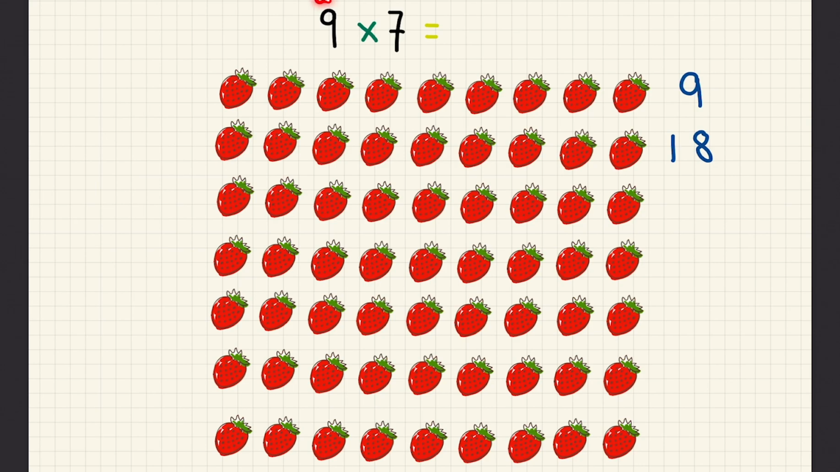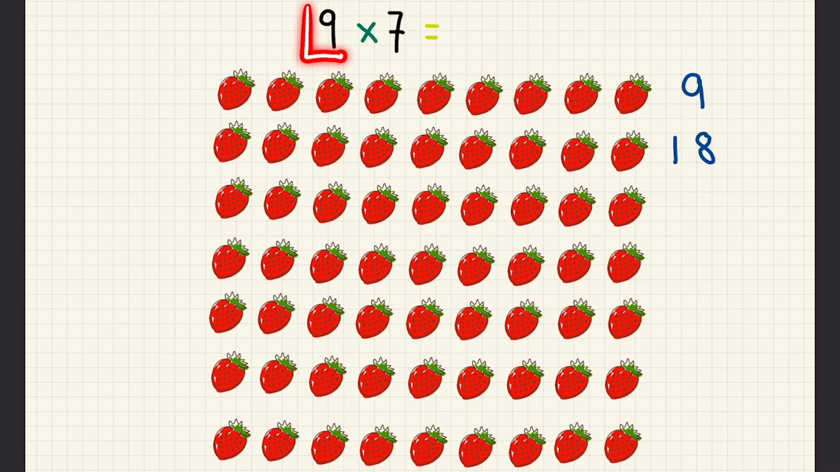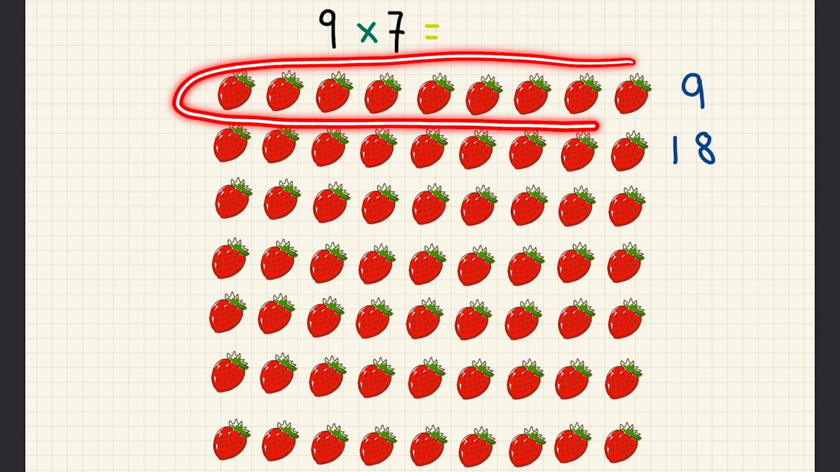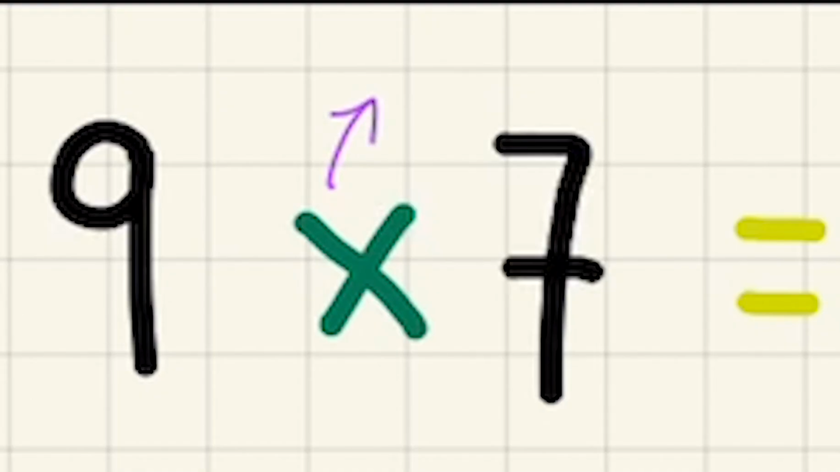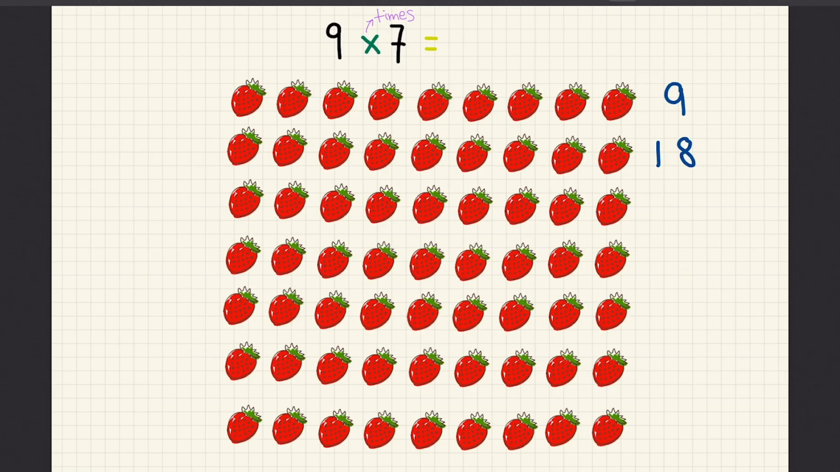So we write down a 9. Each group has 9 strawberries. Remember, the first number we write down in the multiplication question is the number in each group. Then we write the symbol X, which means... That's correct. It means times. Now, how many groups do we have of 9 strawberries?